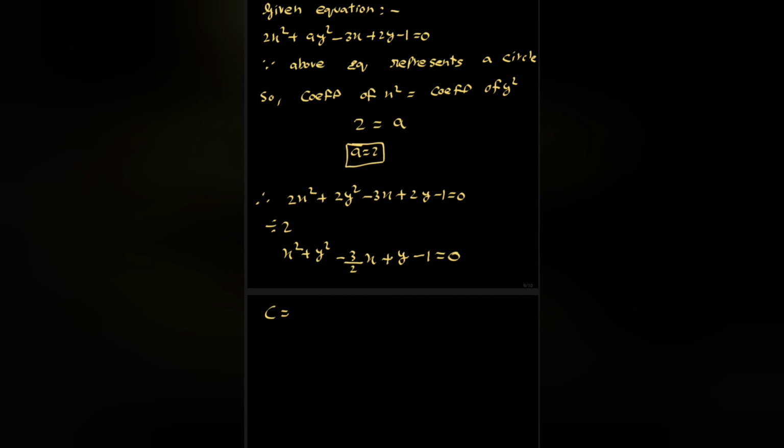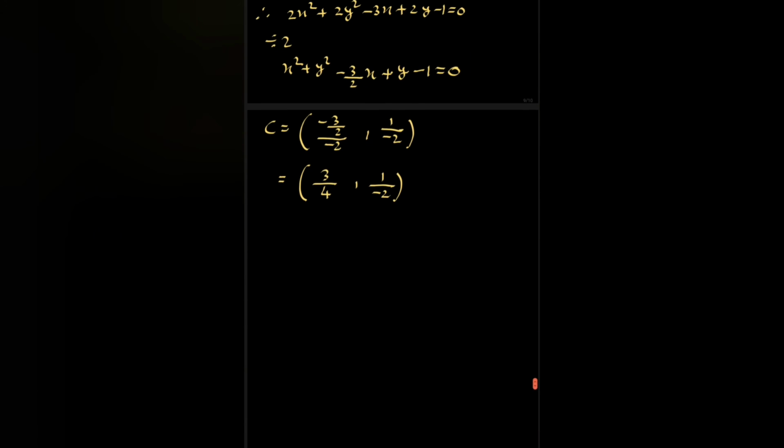So what is the center? X coefficient by -2, y coefficient by -2. So what is the x coefficient? -3 by 2, by -2, y coefficient 1 by -2. So minus minus get cancelled and 2 goes up, like 3 by 2 into 2. So 3 by 4, 1 by -2. This is the center.